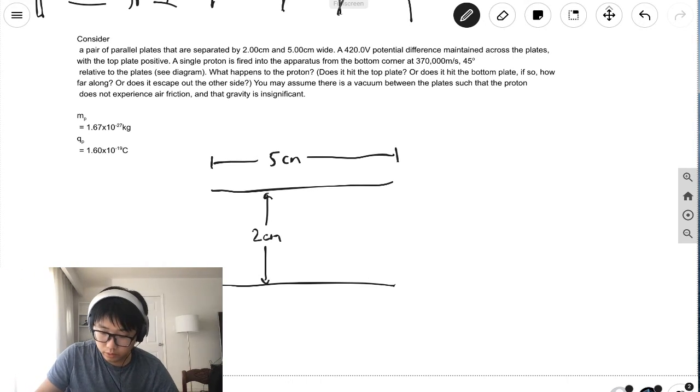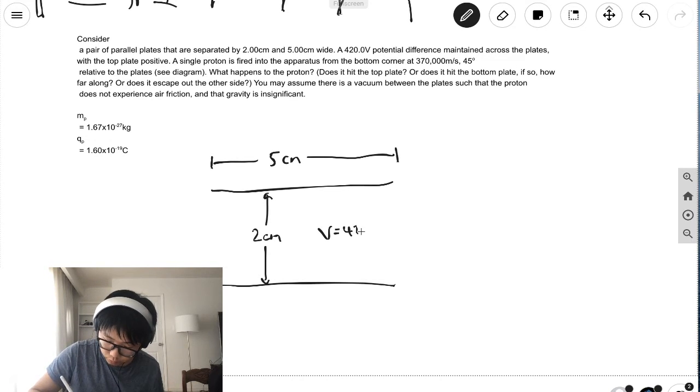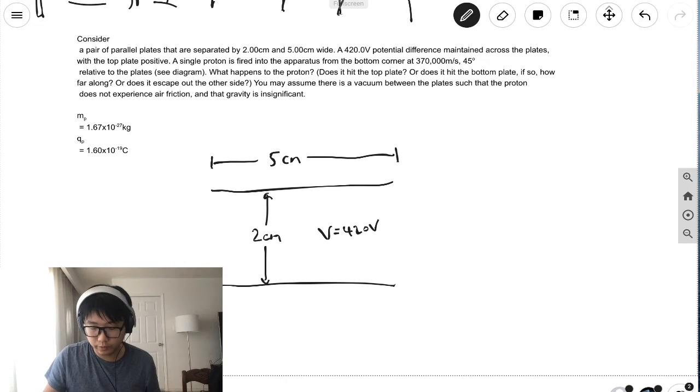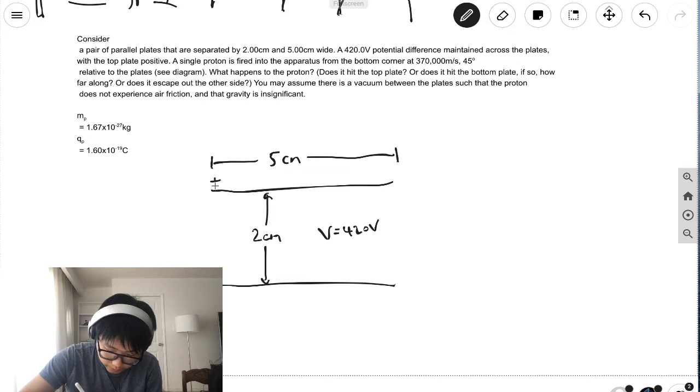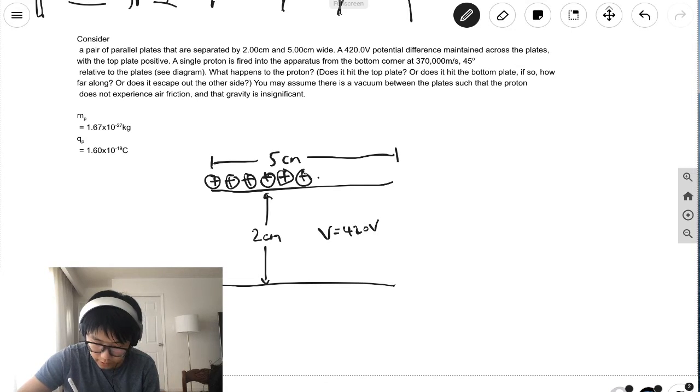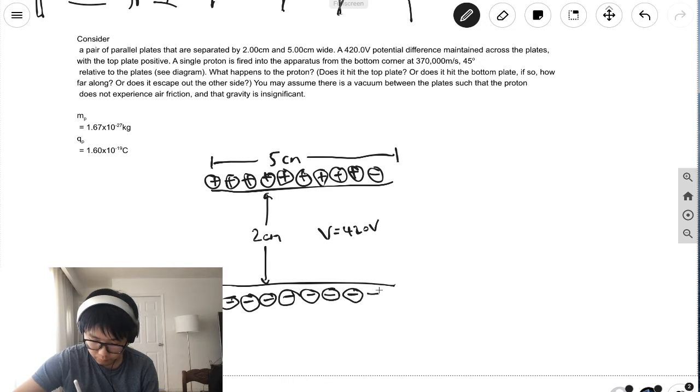Okay, a 420 volt potential, so V is going to be equal to 420 volts in here. We'll see if we need to turn it into meters. Most likely we need to turn the centimeters into meters. So the top plate is positive. If I were to just draw one arrow indicating the electric field, which way would it be pointing? From the bottom plate towards the top plate, or from the top plate to the bottom plate? Top plate to the bottom plate, right?